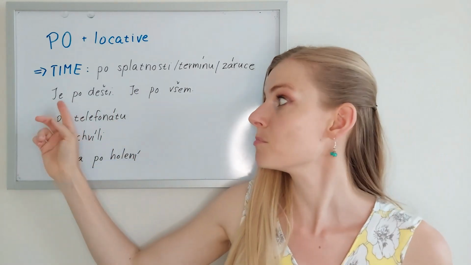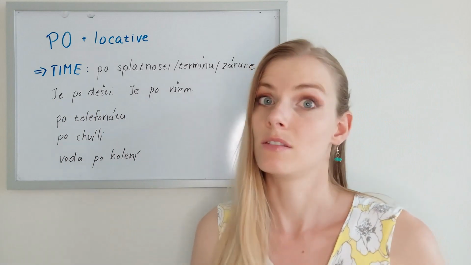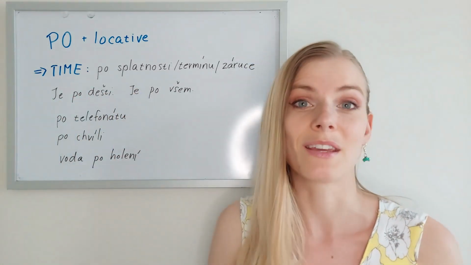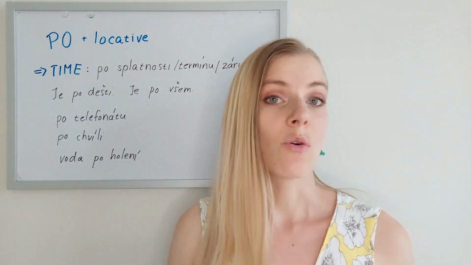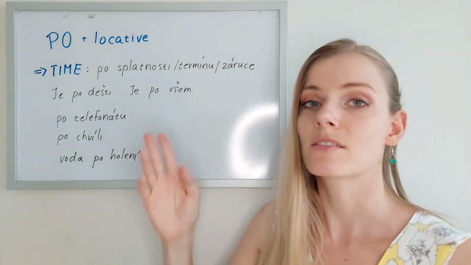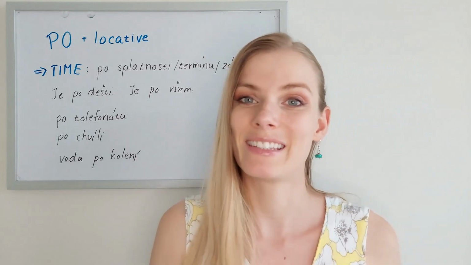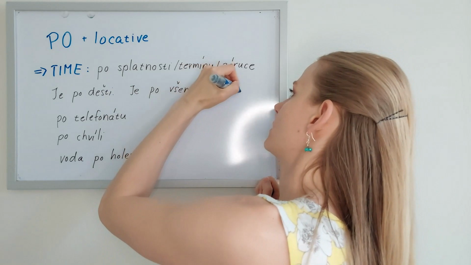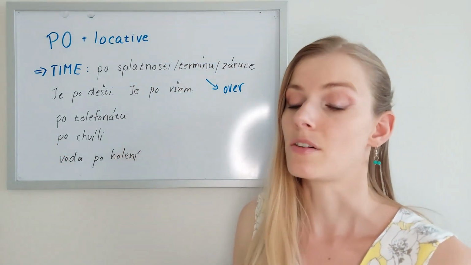Je po dešti means it stopped raining. The rain is gone. But literally, it means it's after the rain. It stopped raining. Je po dešti. Je po všem. It's finished. It's over. And literally means it is after everything. So anything that was going on, it's now over and it's after it. So remember, this would mean it is over. It's past something.